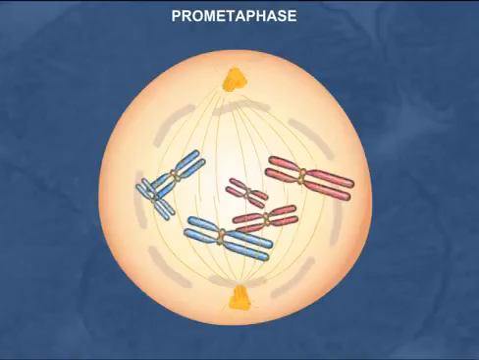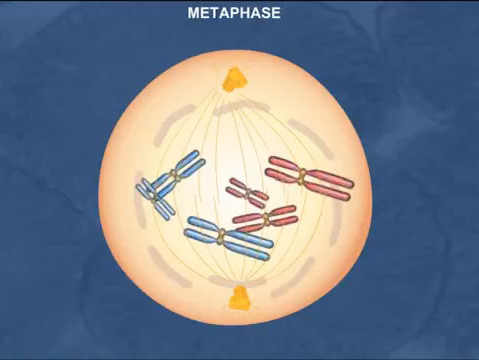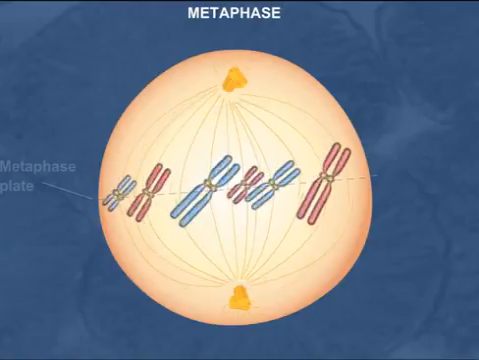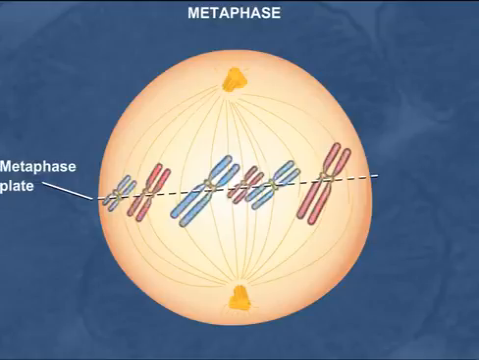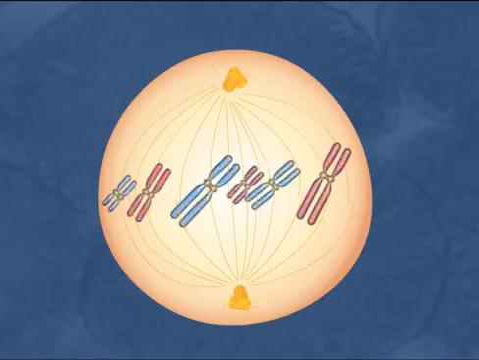During metaphase, the sister chromatids become localized in a region called the metaphase plate. Once the chromosomes have aligned at the metaphase plate, metaphase is complete. When metaphase is completed, anaphase begins.